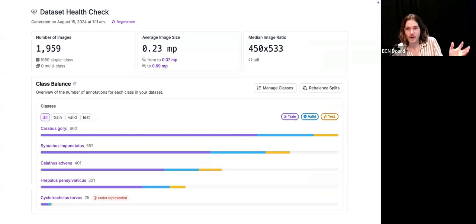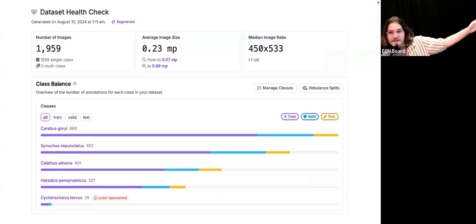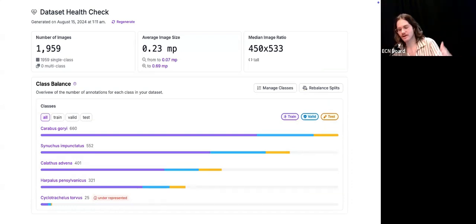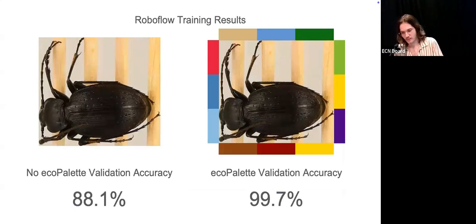And this was the rough makeup that we were working with for this first iteration. You'll notice it's not a very large taxonomic range. There's not a lot going on here, but again, limited, right? It's all in scope. We threw it into some RoboFlow training. So this is an initial foray into it. And we found that without eco-palette validation, we had about 88.1% accuracy. Again, a very small subset. And then with eco-palette, we had 99.7.